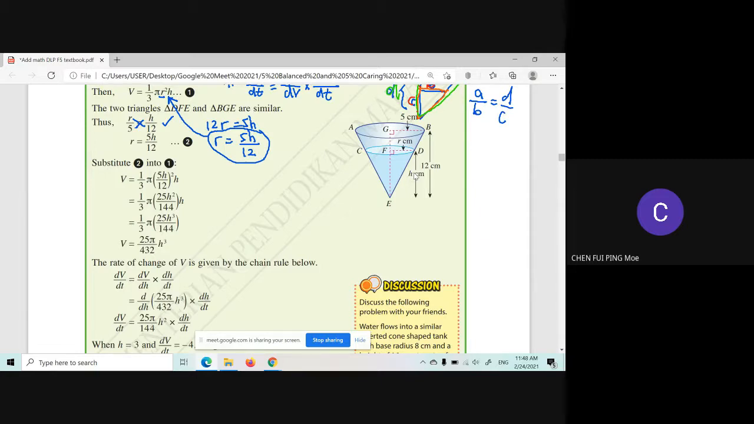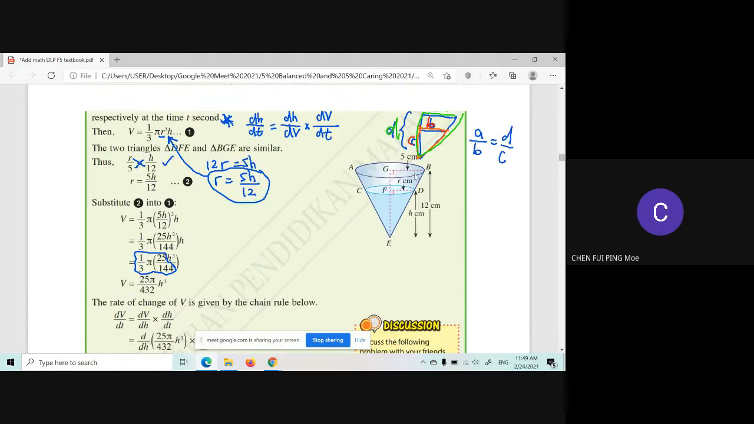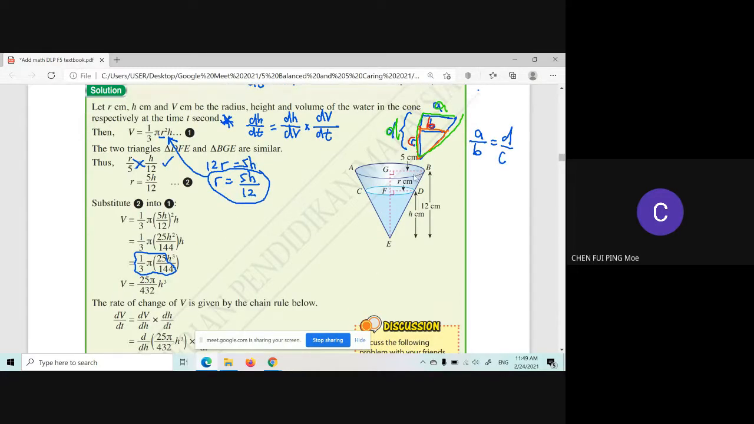Expand and put inside, so it becomes h to the power 3. Maybe some of you are confused at this step. You try to push the unknown outside, the rest is numbers. So you can key in the calculator: 1 over 3 multiplied by 25 over 144. So you obtain this fraction, and then pi just copy. h to the power 3 put here. We put h cubed here because later on you need to do differentiation dV/dh, because here I need dh/dV.